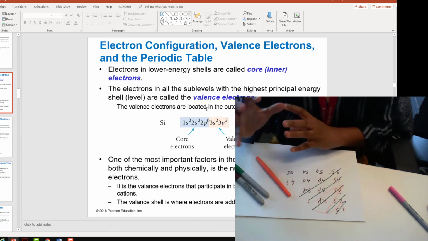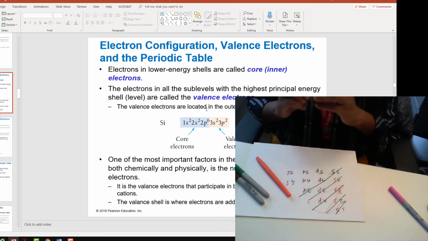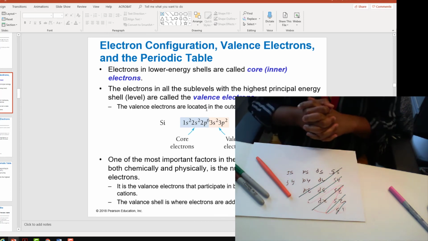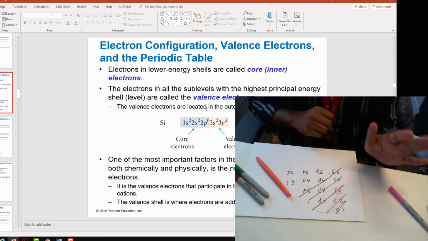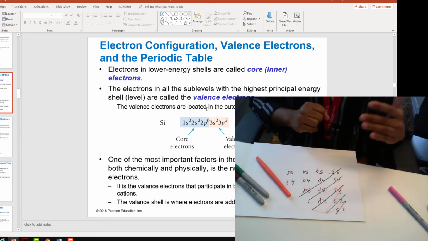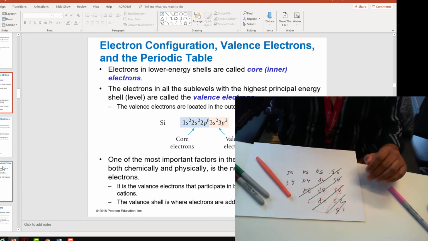And also, when you write the electron configuration, all the electrons in the outermost shell are called valence electrons. Valence electrons are very important. Valence electrons are involved in the bonding. Core electrons, electrons in the inner shells, don't get involved in the bonding. So you need to know the difference between core electrons and valence electrons.